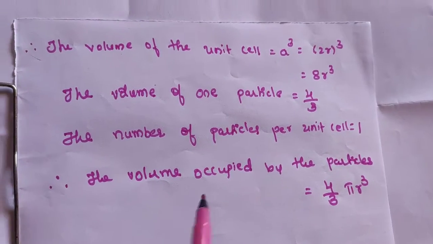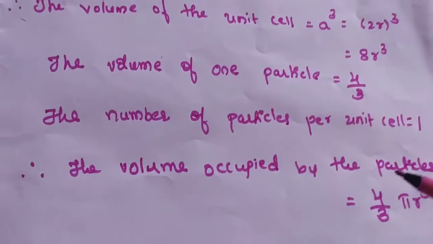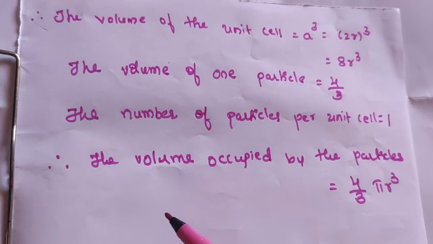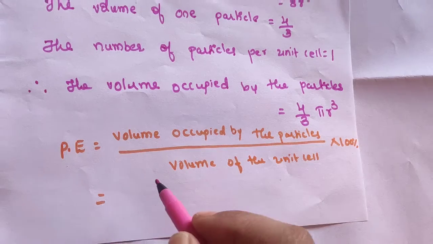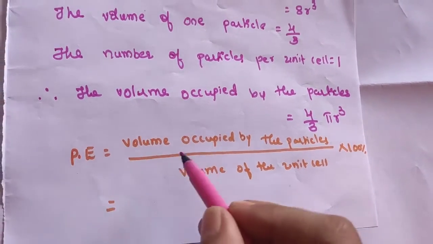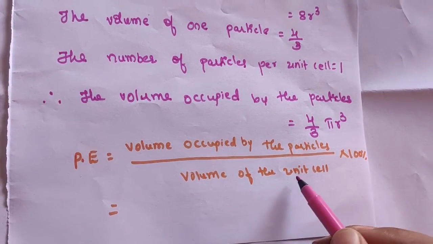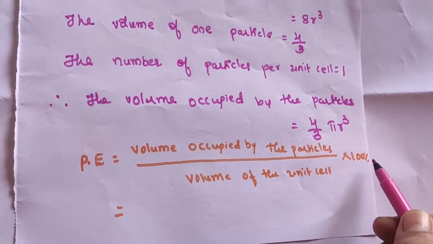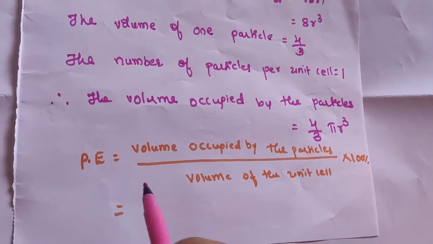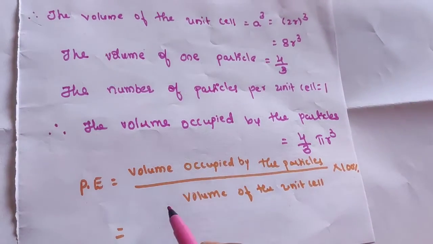So now we have all the values, we can substitute them into the formula of packing efficiency. Then what will we get? Now let us learn about that. You can see here, this is the packing efficiency formula: volume occupied by the particles divided by volume of the unit cell, times 100, in terms of percentage. Here you can substitute the above values into this formula.